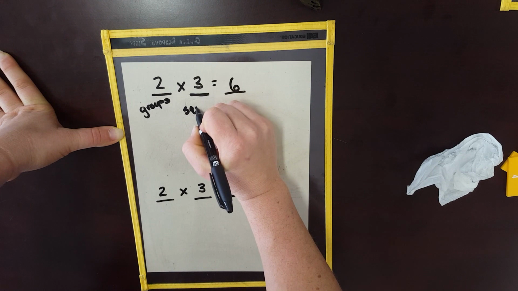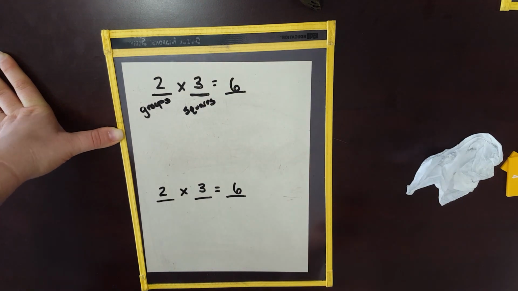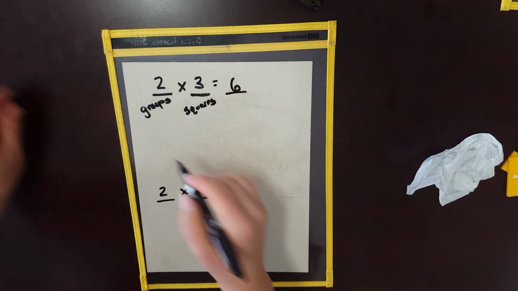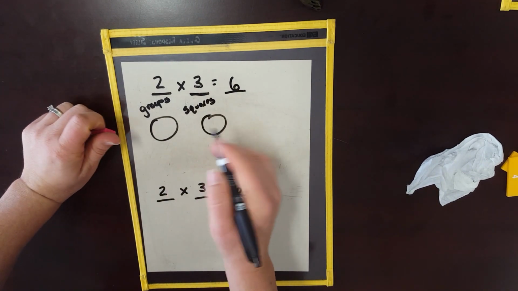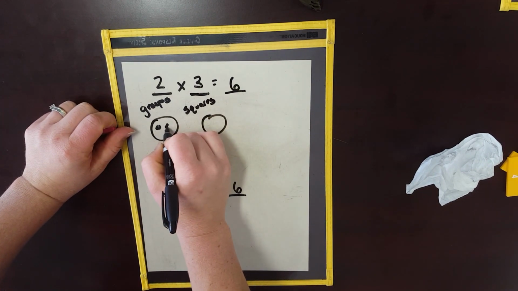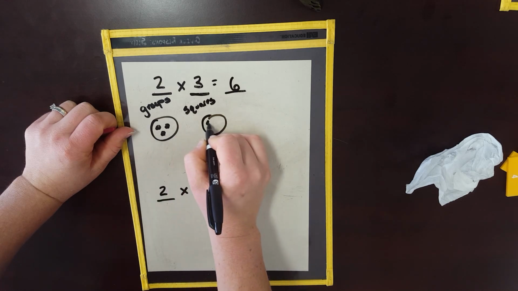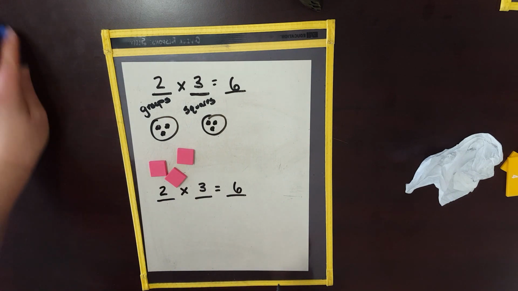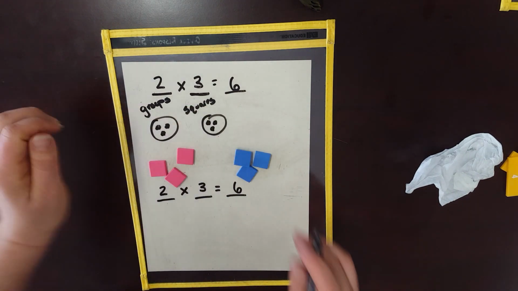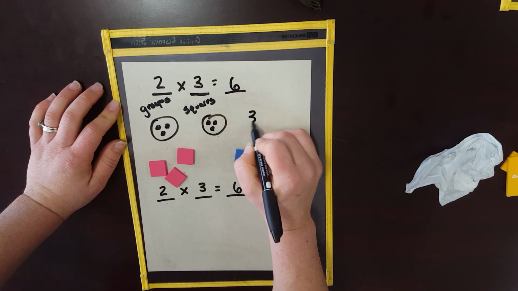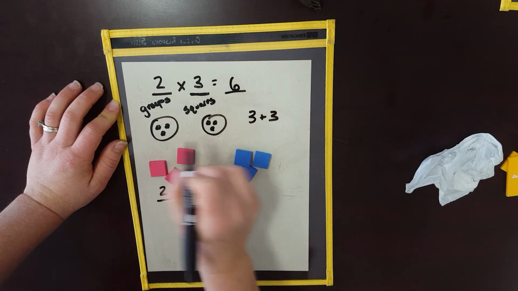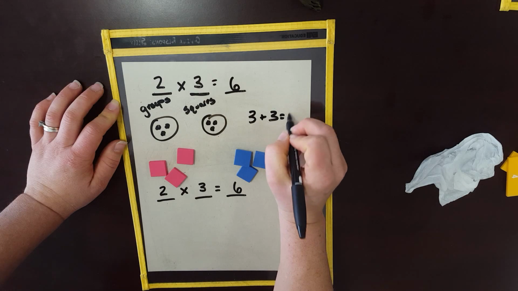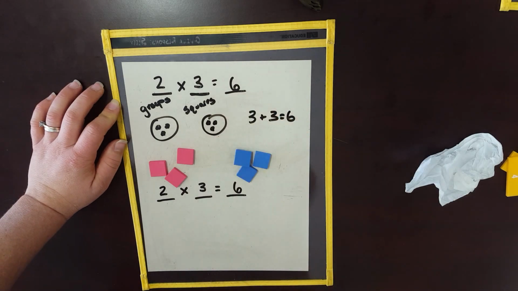We're going to talk about squares, actually, for this problem. So if we have 2 groups with 3 squares in each, students would draw pictures of that. They would build it with manipulatives. And they would look at it as repeated addition. 3 plus 3, 2 times, is going to be equal to 6. So 2 times 3 equals 6.